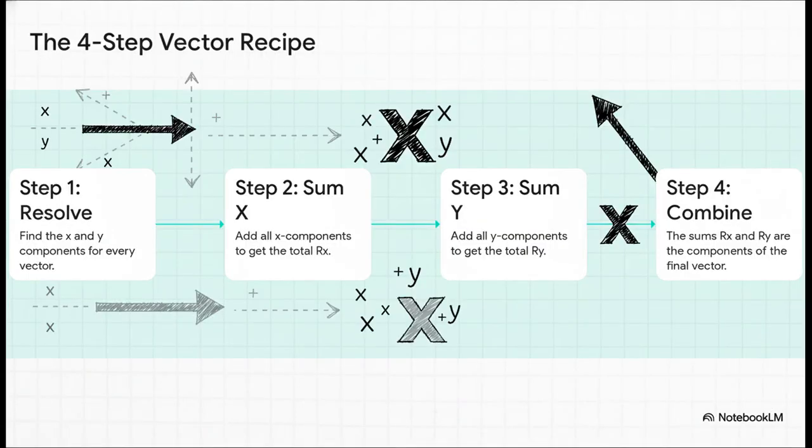So this all boils down to a super straightforward 4-step recipe. Step 1, find the horizontal and vertical components for every single vector you're working with. Step 2, add up all the horizontal parts to get your total x. Step 3, do the same for all the vertical parts to get your total y. And boom, step 4, those two totals you just found, those are the components of your final answer. Clean, simple, and perfectly exact.